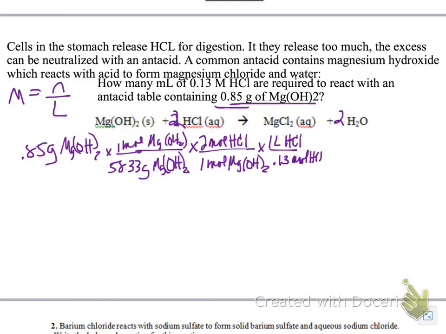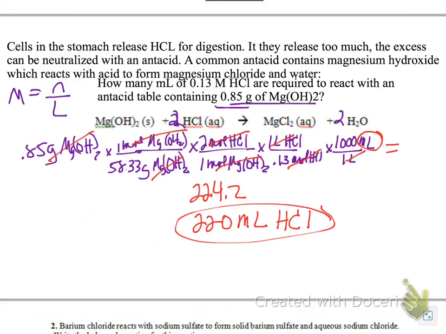0.13 moles of HCl is 1 liter of HCl. Now I'm looking for milliliters, so I need one more conversion to go from liters to 1,000 milliliters. I can cancel units. I'm left with milliliters, which is the units that I want. So when I punch this, I get 224.2. I want 2 sig figs in my answer, so the answer is 220 milliliters of HCl.